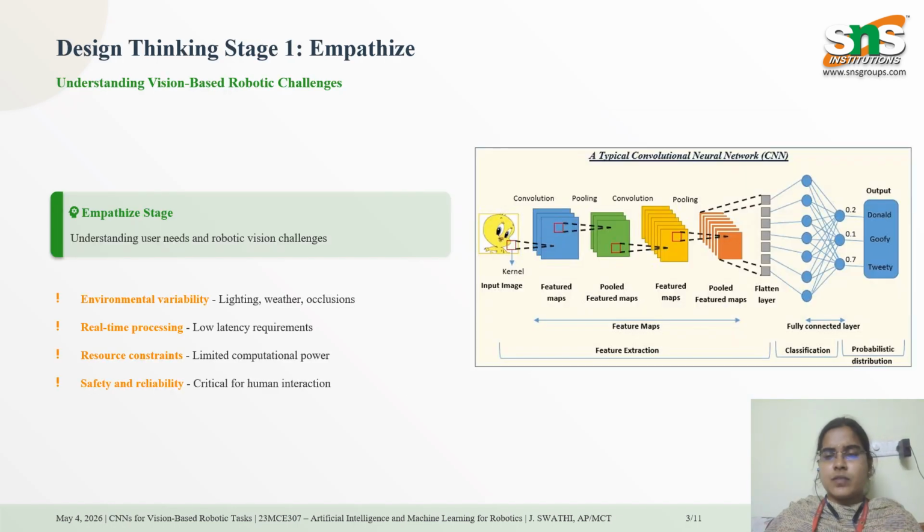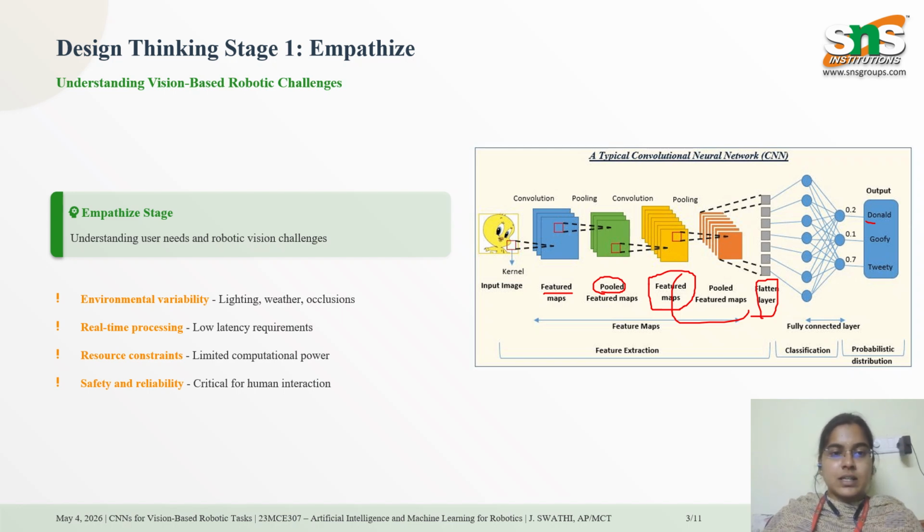In a typical convolutional neural network, you can see we have an image. From that, features are mapped, then pooled, that is enhanced, and from that the feature maps go to one particular group, and from that again it is pooled and then given to the pattern layer. Now it is given to the fully connected layer for classification, and it compares to Donald, Goofy, or Sweetie. So this is the typical convolutional neural network.